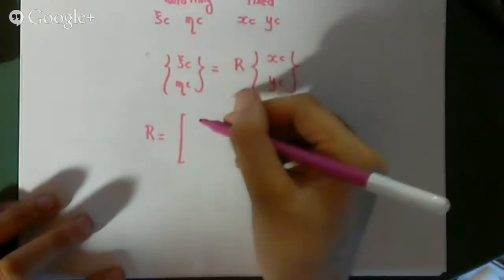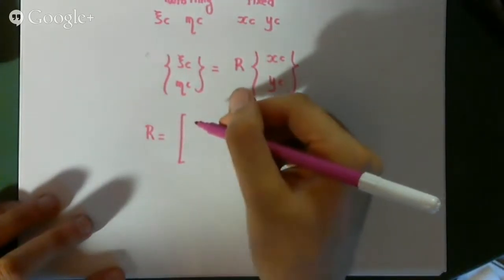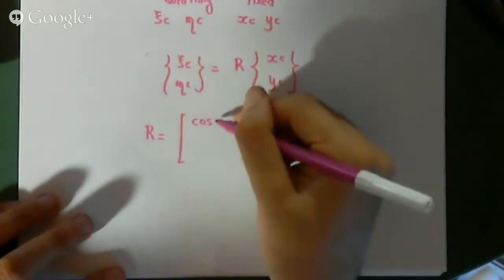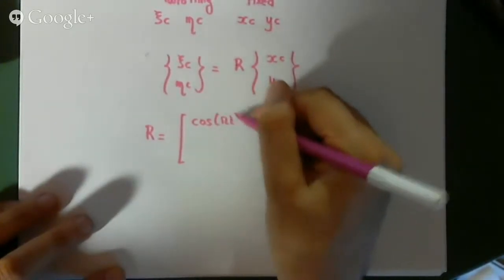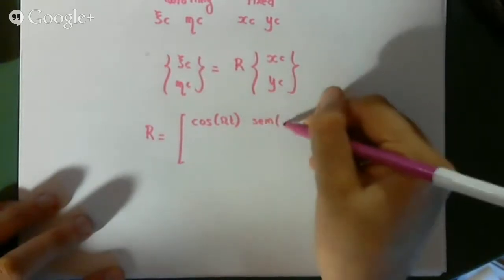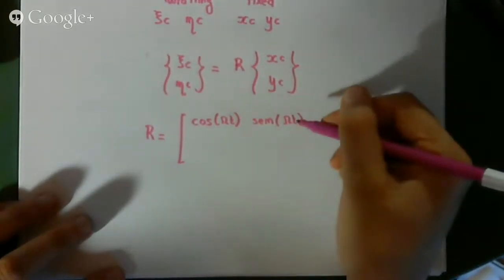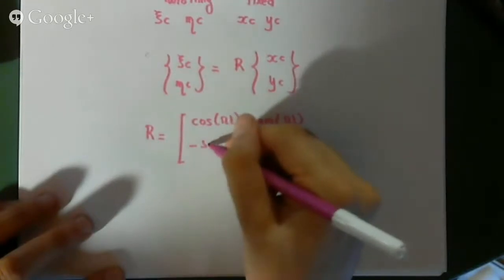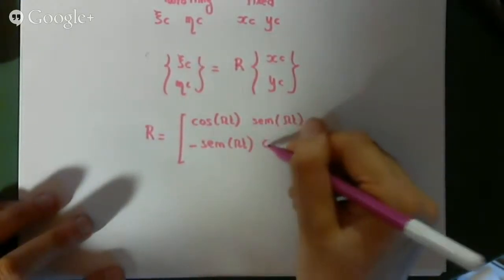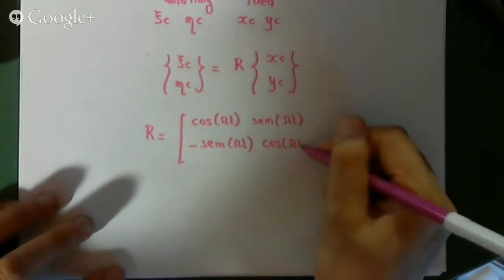is a harmonic object, with cosine of omega t, sine of omega t, minus sine of omega t, cosine of omega t.